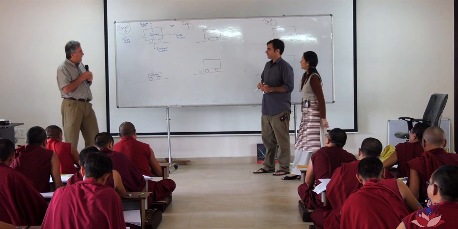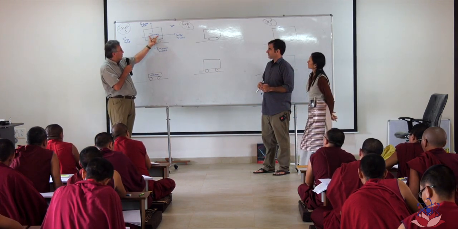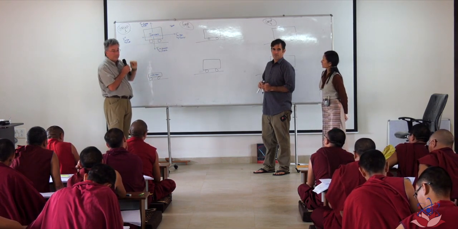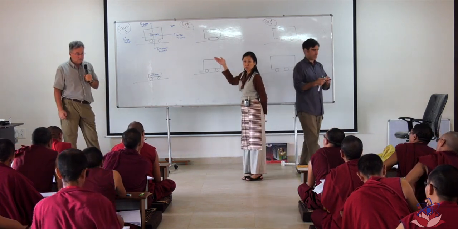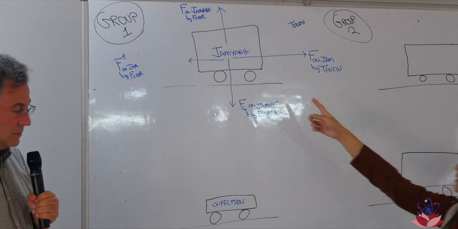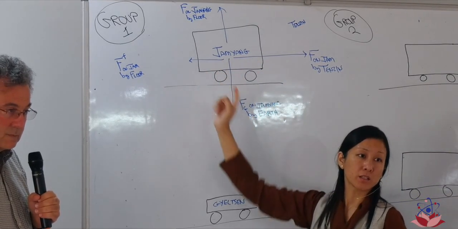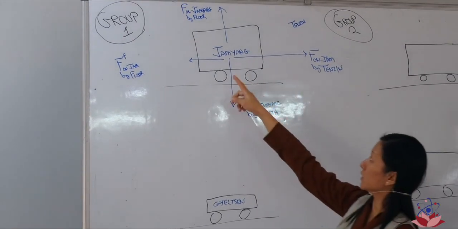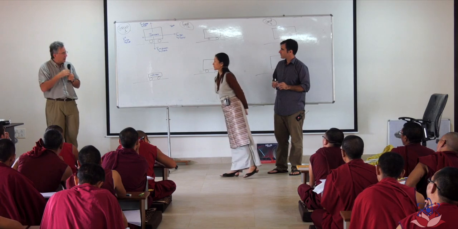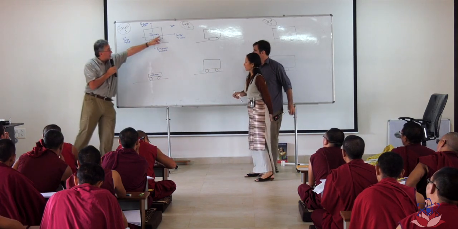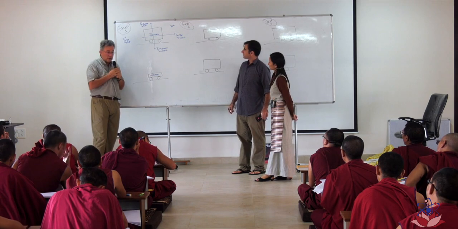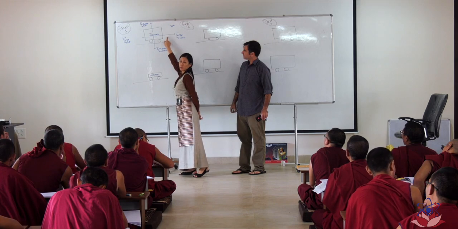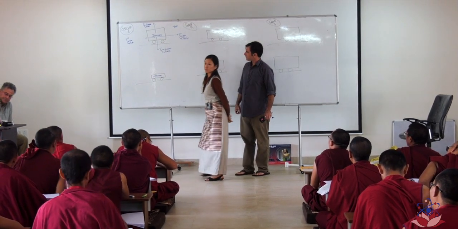And so when Jamyang was moving with constant speed, how did these two forces compare? When it moves at constant speed, these two arrows should be equal length. Very good, very good. Okay. So when this is bigger than that, we saw that there is speeding up.